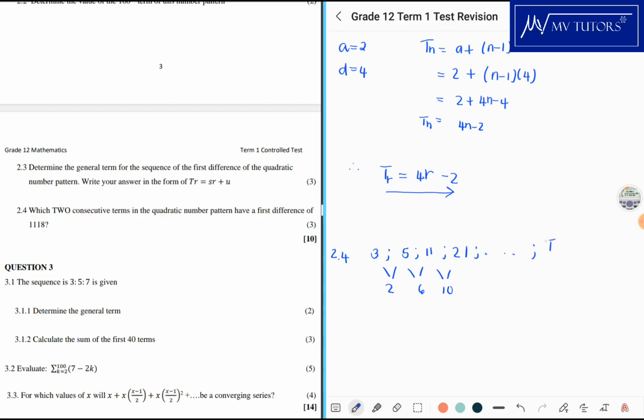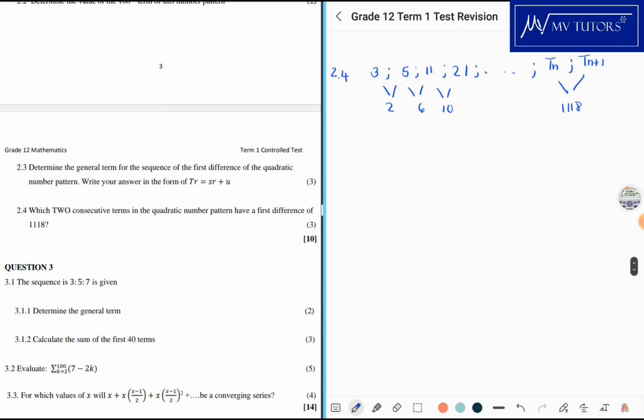Okay, so there'll be term number, I don't know, maybe term number 30. So I'm just going to put Tn, and 31, Tn plus 1. This is me just making an example. And they tell us that the first difference between these two consecutive terms is 1118. Now they're asking, what are those terms? So this question, I see it a lot. Please make sure you understand it, practice it. It might come out sometime during the year.